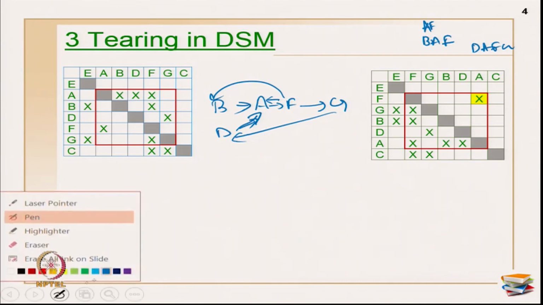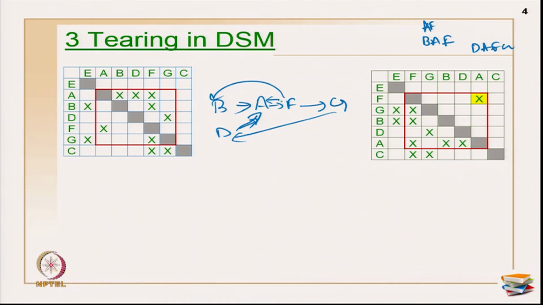to F. So, let me use another color. So, A to F. Sorry, this one is what I am going to tear. Okay. So, now if I have used A to F as my tear marks, then my resulting sequence for execution will be F and then G, then B, D and A.